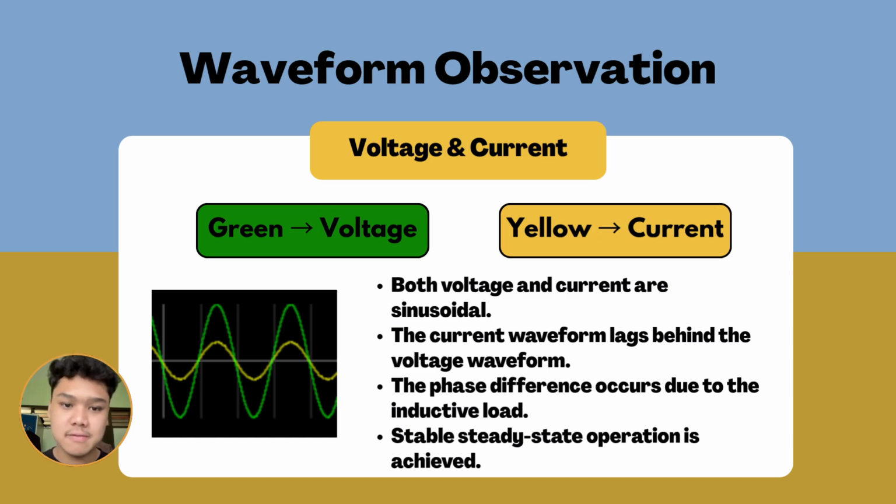Even though there is a phase difference between the voltage and current, the waveform remains smooth and stable throughout the entire simulation. This indicates that the system has successfully reached a steady state operation, meaning the circuit is operating normally without any sudden changes or instability. Overall, the simulation matches our calculations, and we can clearly see how the inductive load affects the system. This gives us a better understanding of how a real industrial AC power system behaves.